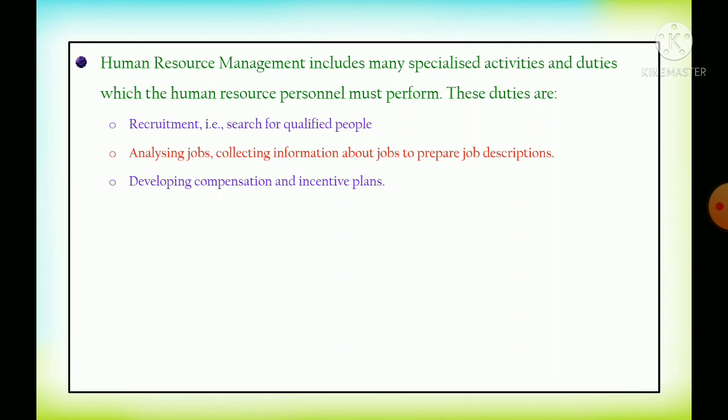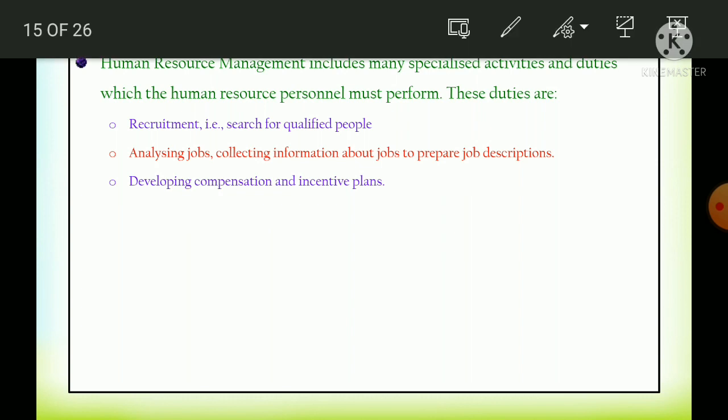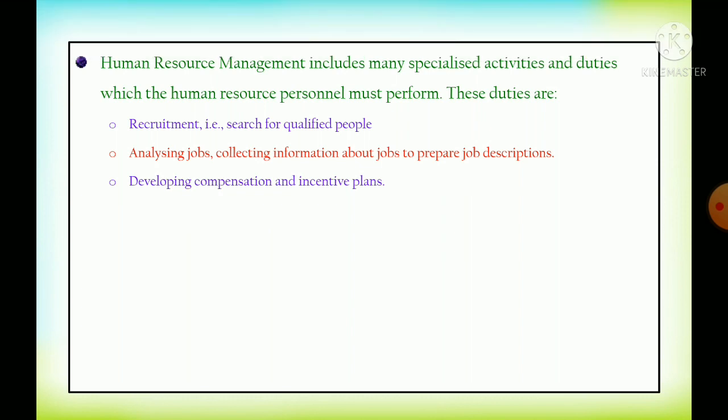Developing the compensation and incentive plan. Compensation includes the basic salary and any remuneration to the workers, and the incentive plan is for extra working. Suppose employees work extra hours, they are paid extra money, so that has to be planned by human resource management.